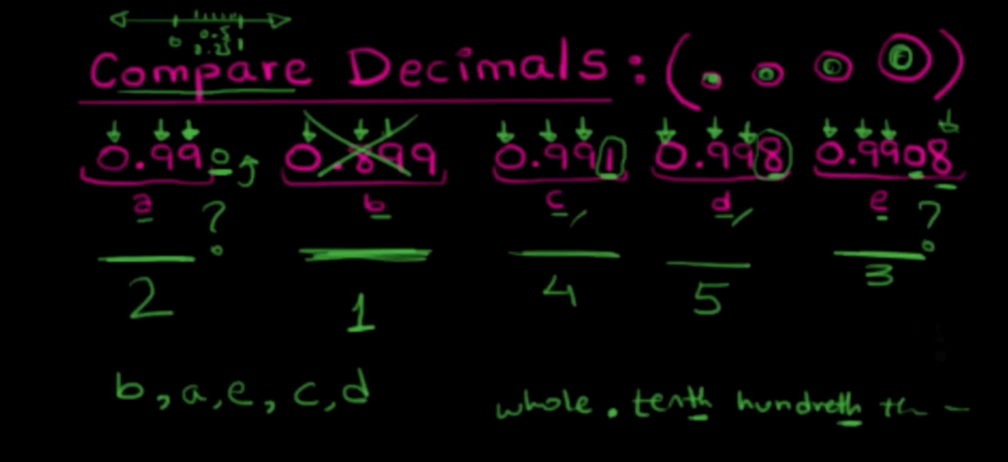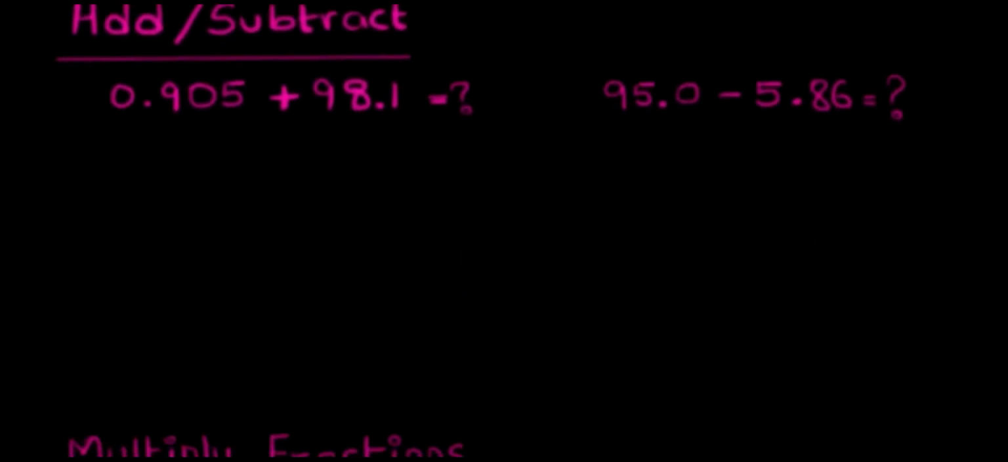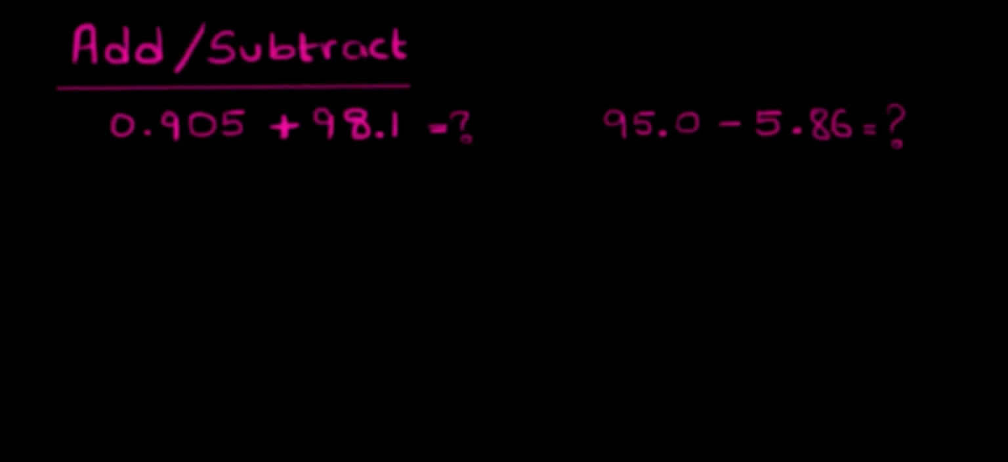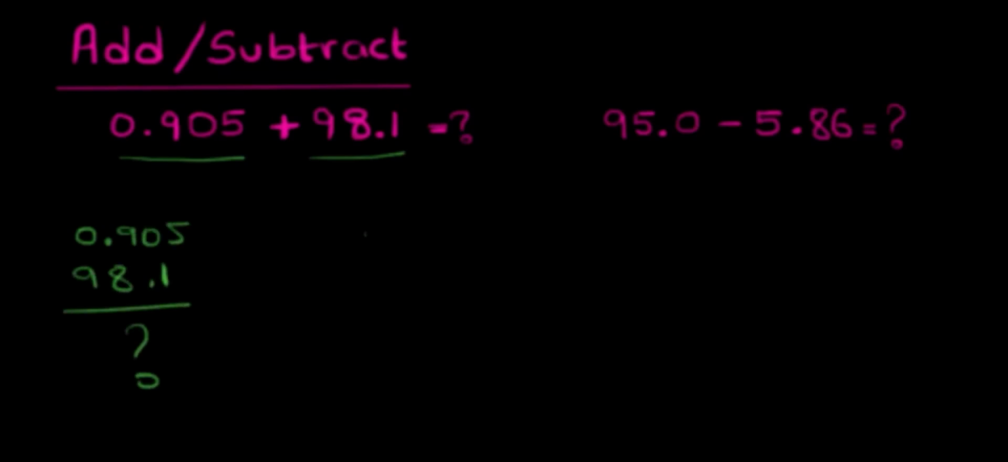Right. Now that we have refreshed the idea about decimals, which one's greater, which one's smaller, let's move on. We should be able to add and subtract decimal numbers. So we've got 2 decimal numbers over here that are being added to each other. A common mistake that students make is writing 0.905 plus 98.1 just as is. That makes no sense at all. It has to be lined up, the decimal under the decimal.